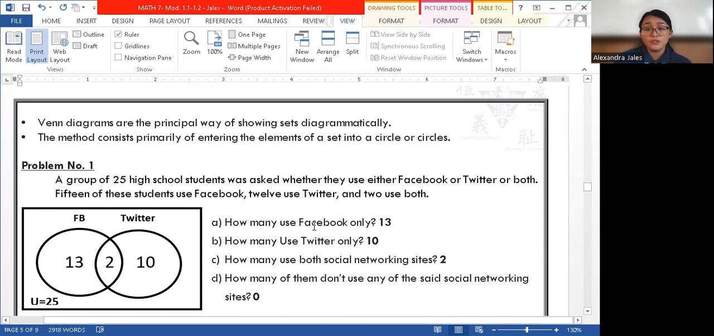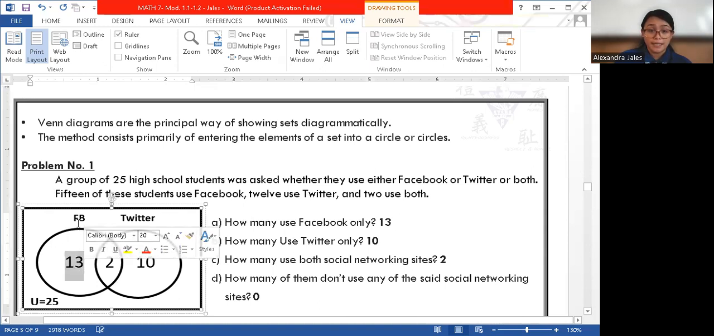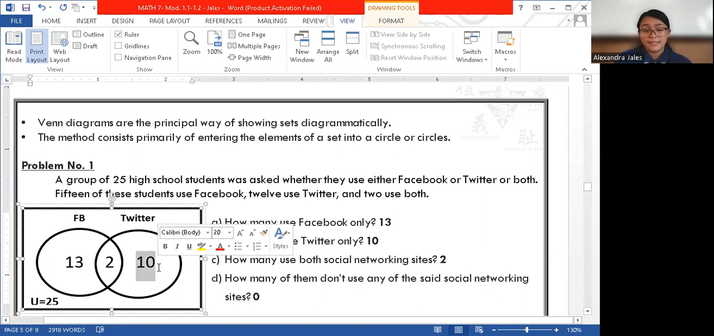How many use Facebook only? We have, of course, 13. So if you will see, this is your Facebook. This is the number inside your circle, which is 13. That means the number of students who use Facebook only. And how many use Twitter only? So we have here 10. Take note, these are the students that use Twitter only.